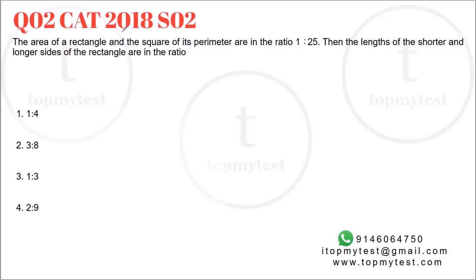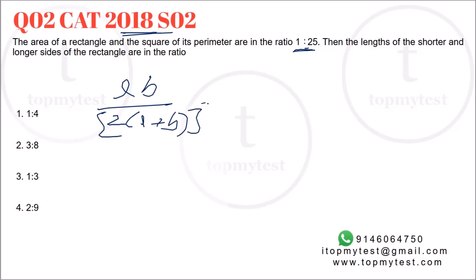The second question is from CAT 2018 slot 2. It says the area of a rectangle and the square of its perimeter are in the ratio 1:25. Area of a rectangle is L into B. Square of its perimeter is 2 times (L plus B) whole square. This ratio is 1:25. You need to find the length of the shorter and the longer side, in which ratio. Okay, so let's rewrite this.